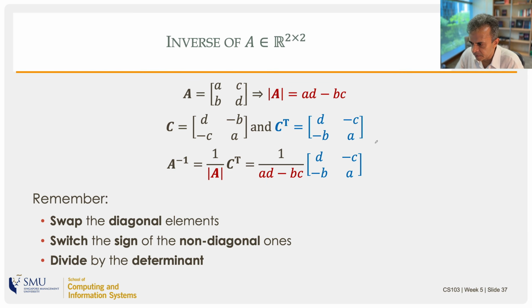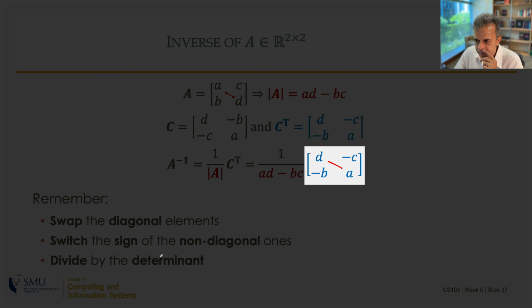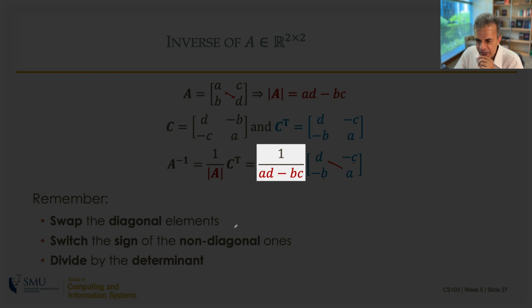So this is the formula for the inverse of a 2 by 2 matrix, but it's probably hard to remember. But remember what you have to do. You basically swap the diagonal elements, A and D. And switch the sign of the non-diagonal elements. The non-diagonal elements were B and C. You don't swap them, you just switch the sign, and divide by the determinant, which is AD minus BC.